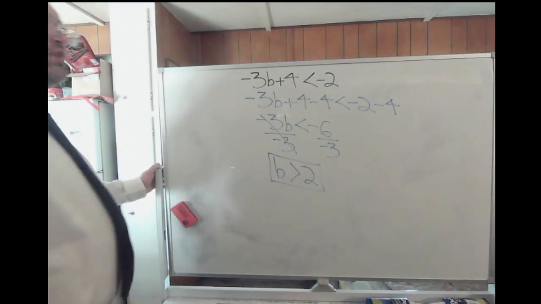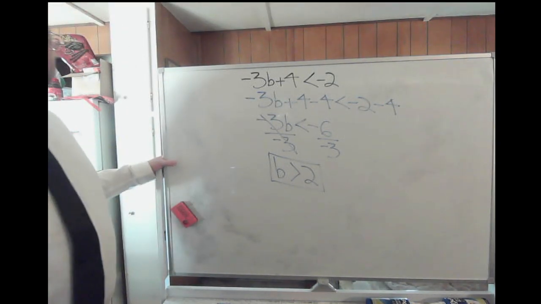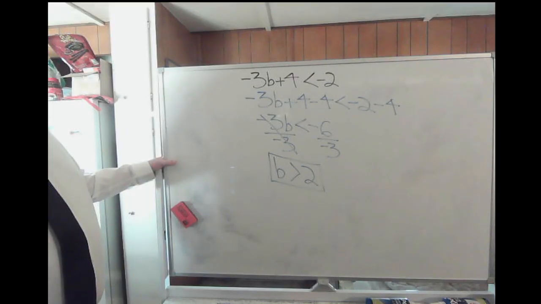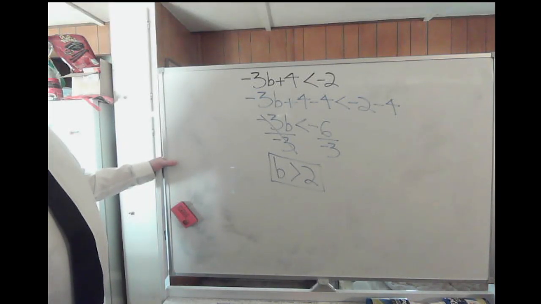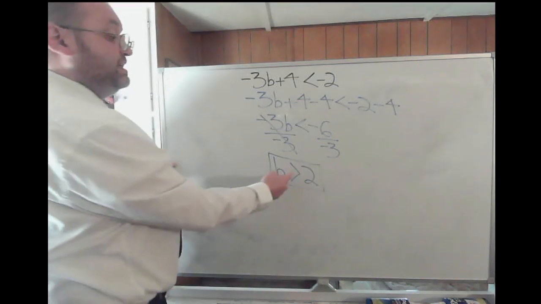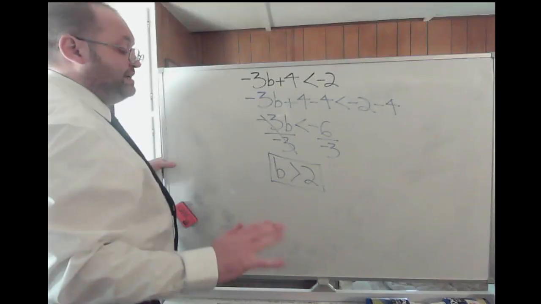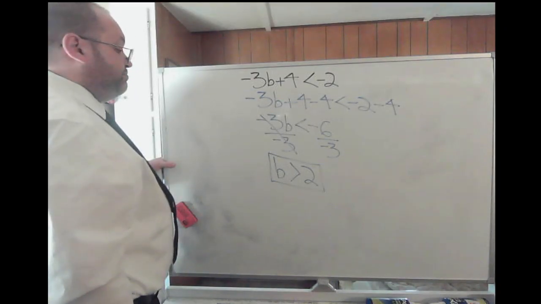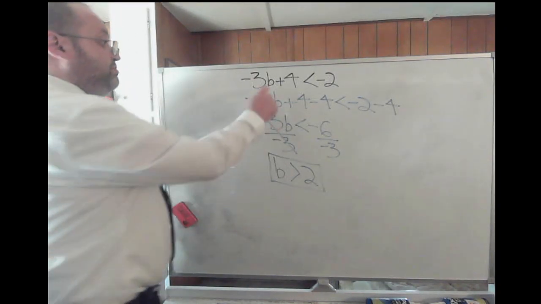And you may be wondering, well, if you're dividing by a negative, why does it flip the sign? Well, let's put in some values here, okay? Let's say we kept it less than 2. Let's say we did that. So you put in b equals 1. You put b equals 1 in here.